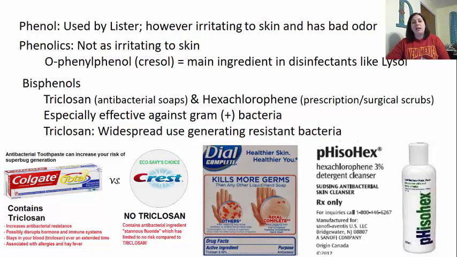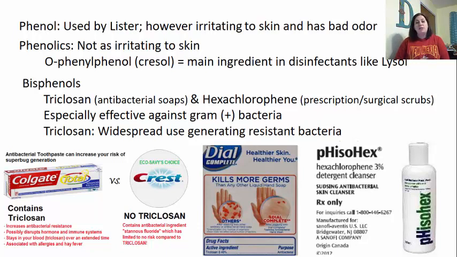This is not as irritating to the skin. One of the main groups is what we call cresol. It's the main ingredient in disinfectants like Lysol. And then the bisphenols are like triclosan. This is in antibacterial soaps. We also have hexachlorophene. This is found in some prescription or surgical scrubs. And this is especially effective again against gram-positive bacteria. We see triclosan, if you look in these pictures, can also be used in toothpastes. If you look here in the toothpaste, you can see Colgate has that, whereas Crest does not.